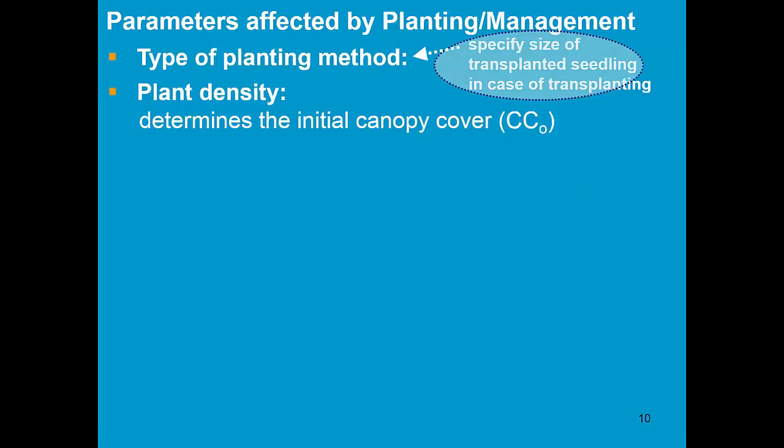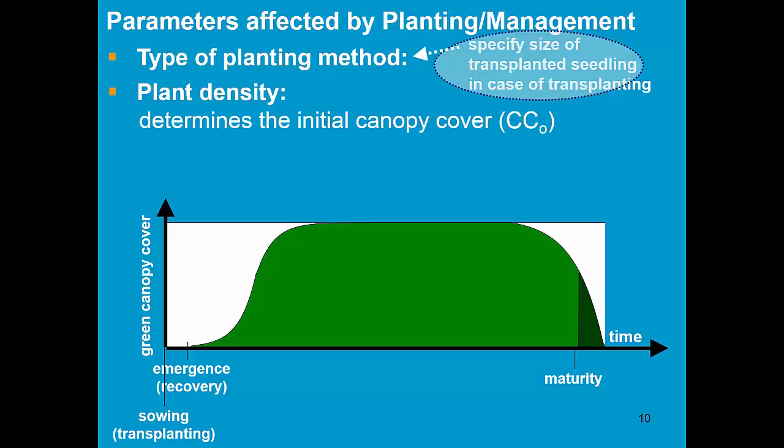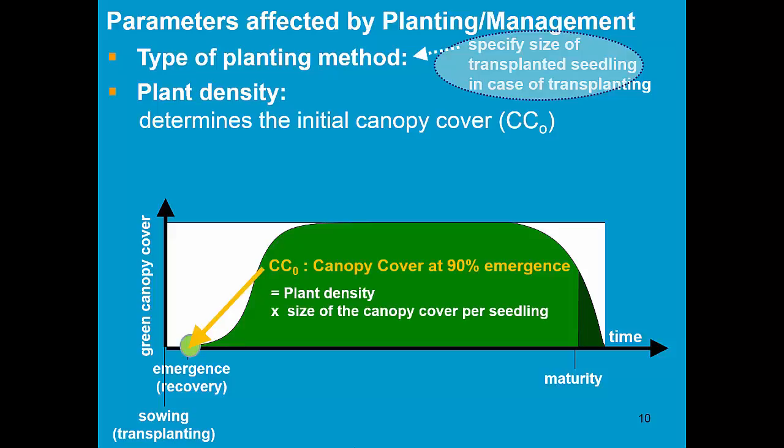Secondly, we need to specify the plant density, because that determines the initial canopy cover. CC for canopy cover and not for initial. Now the initial canopy cover, that is at the moment of emergence. AquaCrop needs that to describe the canopy development in function of time. CC naught can be calculated as the plant density times the size of the canopy cover of the seedling.